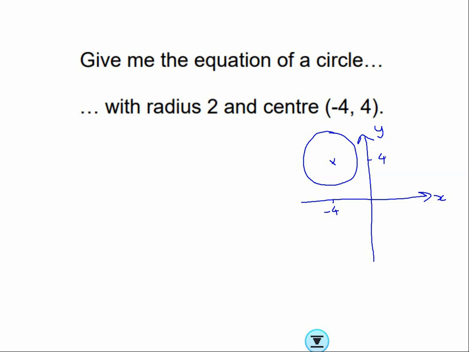Even if it's as bad as mine, that's absolutely fine. So to make it go left, plus 4, and to make it go up, minus 4. Remember, this is r squared, so the radius is 2, so that has to be 4. So this is always the radius squared. Okay.